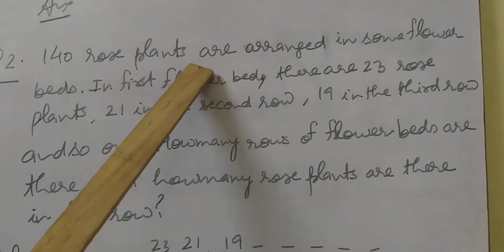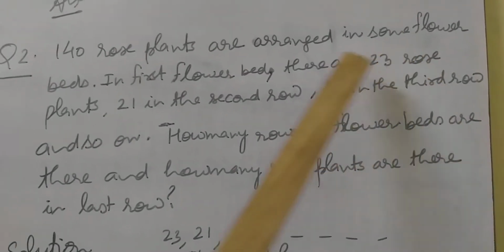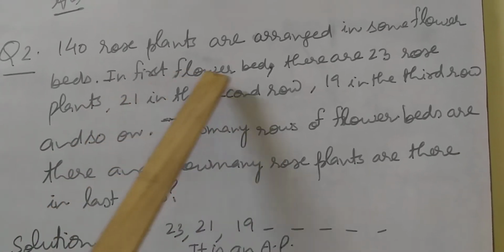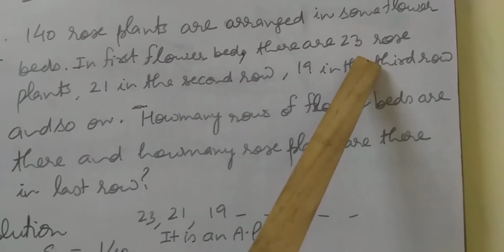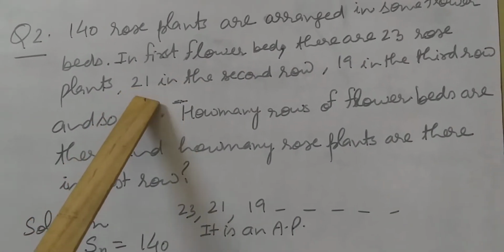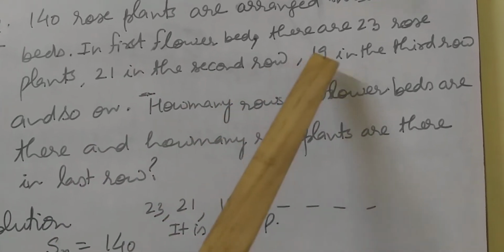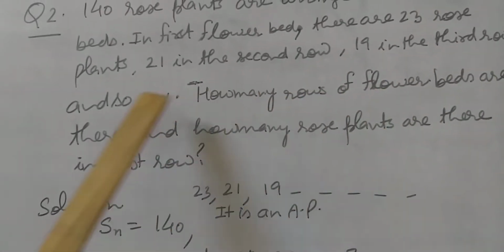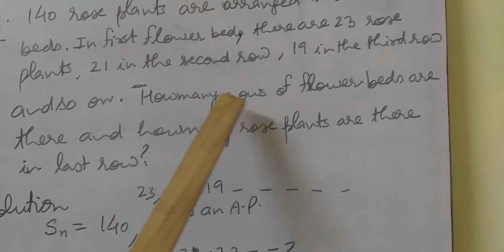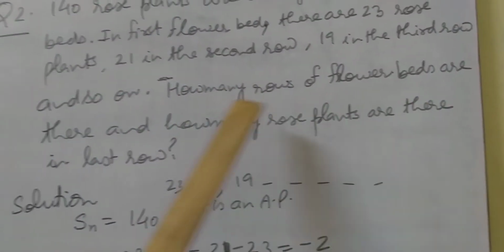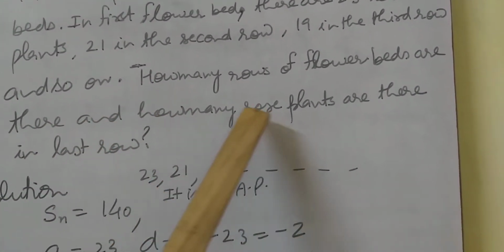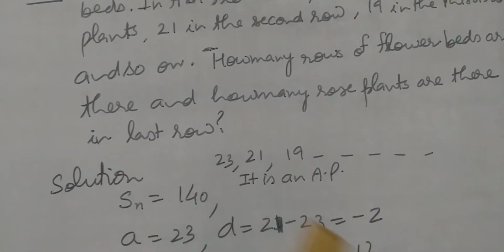140 rose plants are arranged in some flower beds. In the first flower bed there are 23 rose plants, 21 in the second row, 19 in the third row, and so on. How many rows of flower beds are there? And how many rose plants are in the last row?